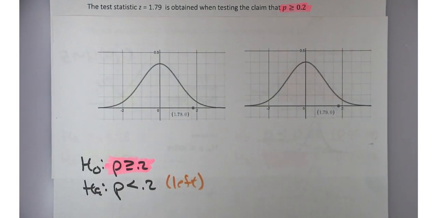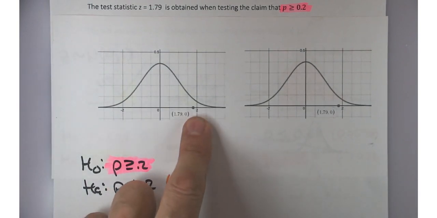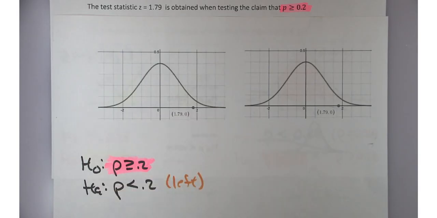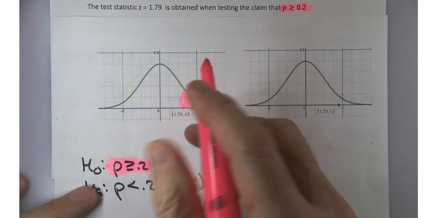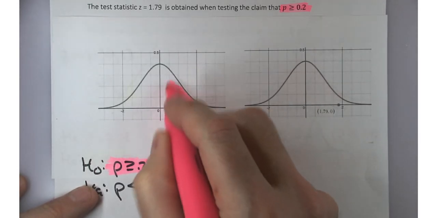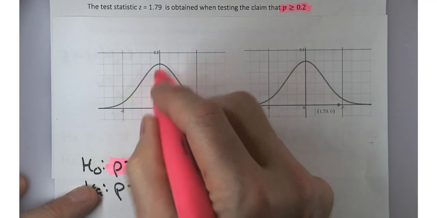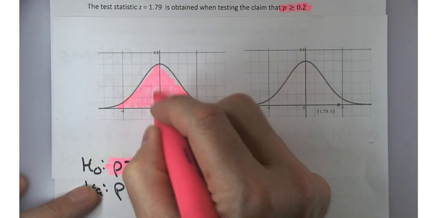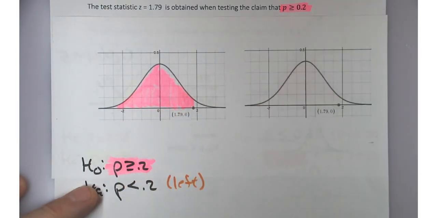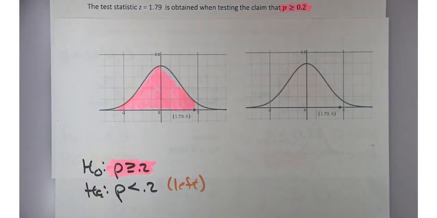So here's our Z is 1.79. Let's draw on our left tail test. What's one thing you can tell me about the size of our p-value? It's going to be pretty big, right? It certainly has to be greater than 1/2. So we'll go to StatDisk again, and we'll look that up.